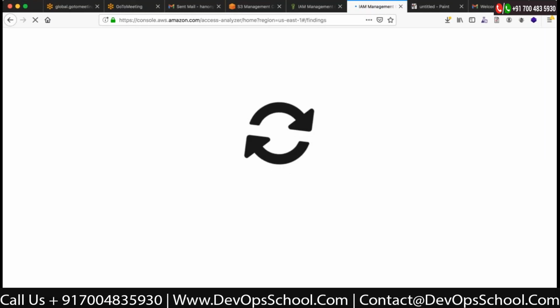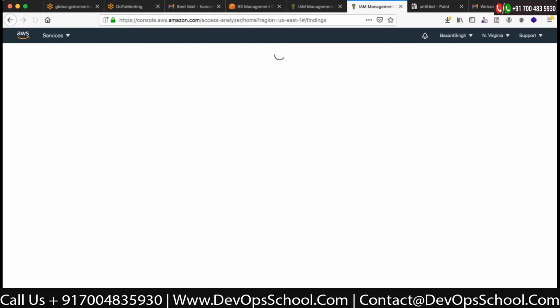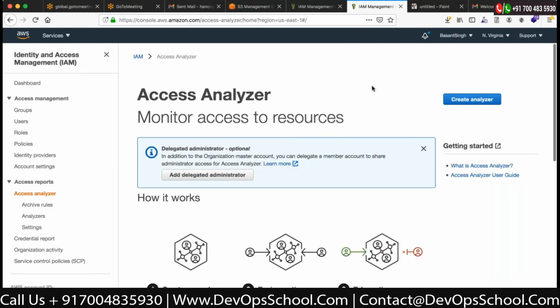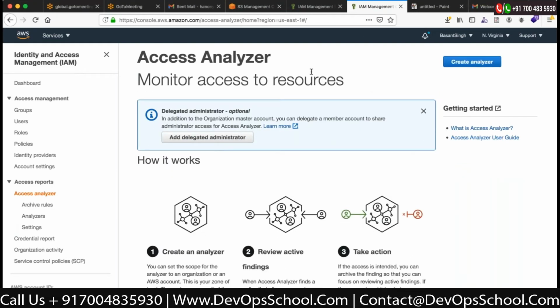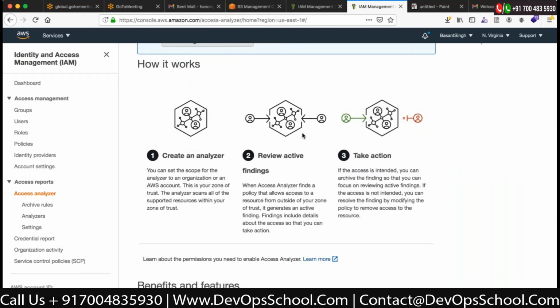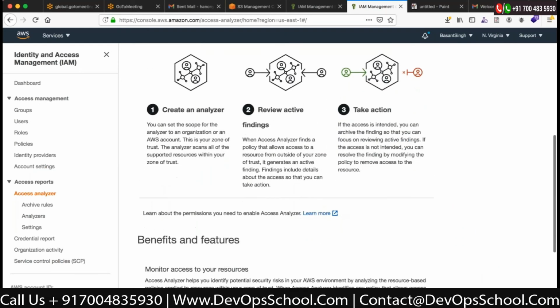So it's a new service, Access Analyzer, which is basically... hold on, let it come. Yeah, it actually monitors the resources and gives you analysis and active findings, and you can take actions on the basis of that. Access Analyzer finds a policy that allows access to resources from outside of your trust zone, and it generates an active finding as well, and you can take actions on this.